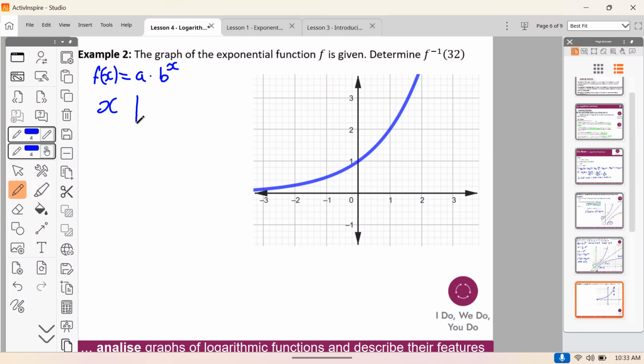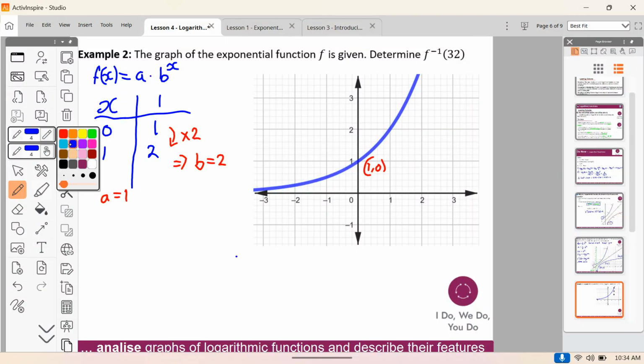Let's take the x and y coordinates. It goes through 0, 1. It goes through 1, 2. We can see here that the proportionality factor there is multiplied by 2. This implies that the base is equal to 2. It goes through here at 1, 0. This implies that a is equal to 1. So the function is f of x is equal to 2 to the x.